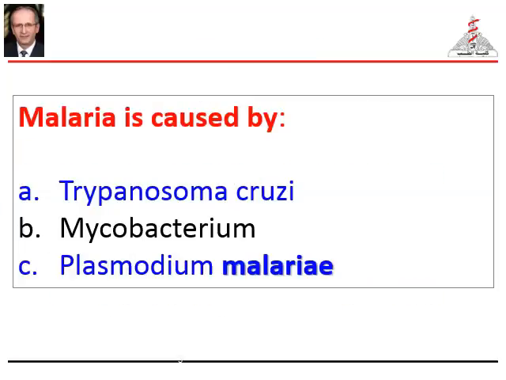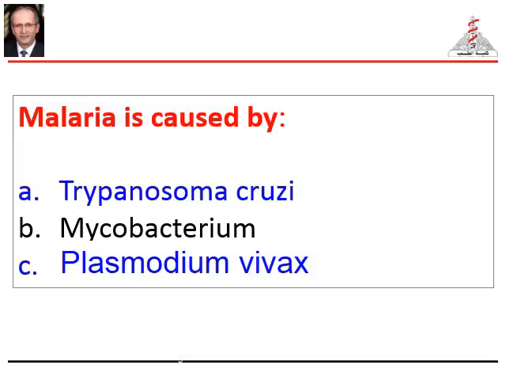Another example, asking about the causative pathogen of malaria. Considering these three options, option C, Plasmodium malariae, definitely contains a leading phrase. If you change this to Plasmodium vivax, then you cannot guess unless you know the answer.